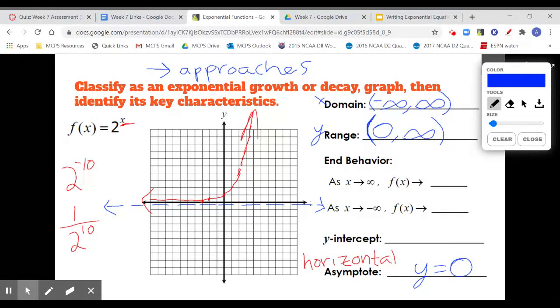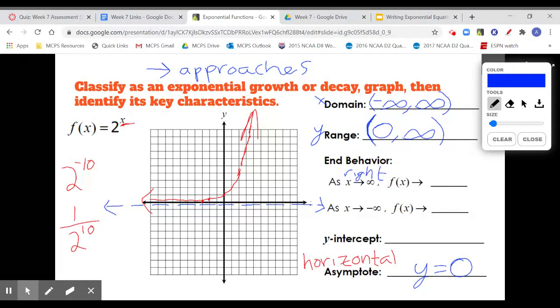This is talking about end behavior, so it is talking about what is happening with this graph at the two different ends, one at the left end and one at the right end. Because this says as x goes to positive infinity, I know this is referring to the right end of the graph.